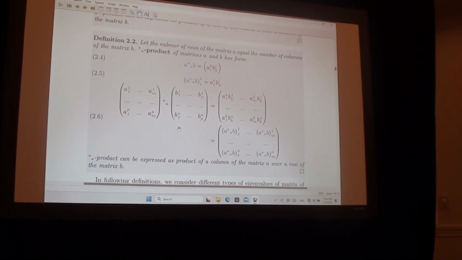Another definition. Let the number of rows of matrix A equal the number of columns of matrix B. Column-row product or CR product of matrices A and B has form 2.5. And CR product can be expressed as product of column of matrix A and row of matrix B.